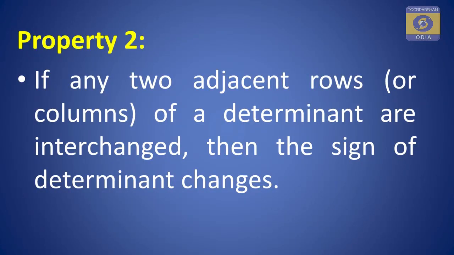As you can see in the slide, it is written that if any two adjacent rows or columns of a determinant are interchanged, then the sign of the determinant changes, right. Sign of the determinant changes. Okay. Now, let me explain it with the help of an example.